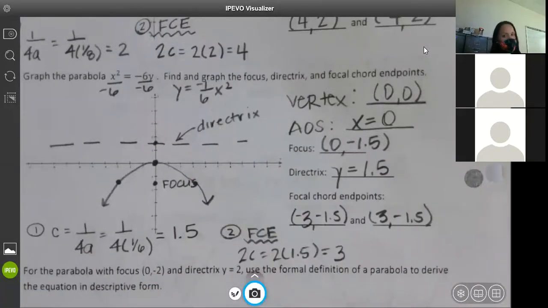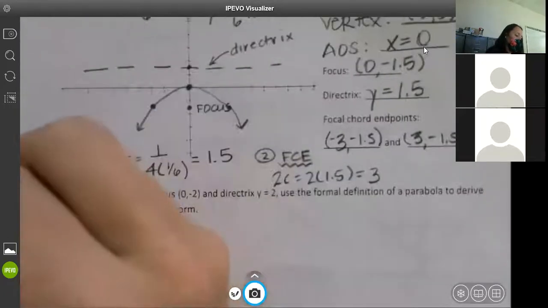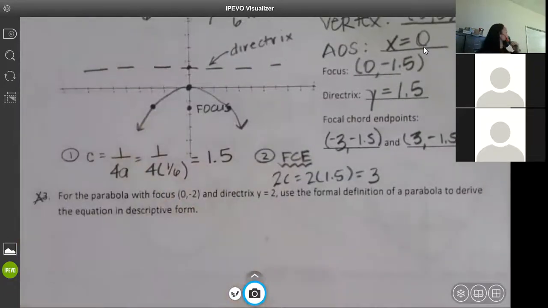For the parabola, focus 0, -2, and directrix y equals 2. This is more of an EOC question. So I've seen this on the EOC. Very good. So just know that this is what you're going to get. You have to know the other stuff to be able to do that.